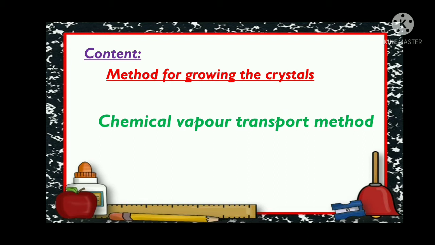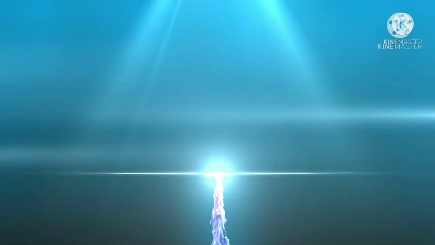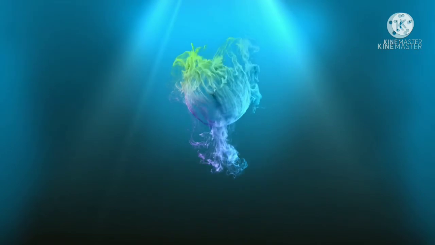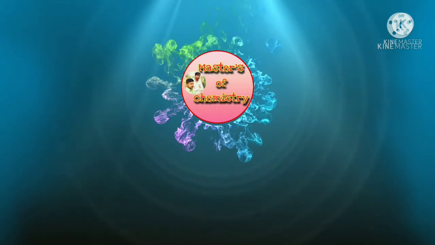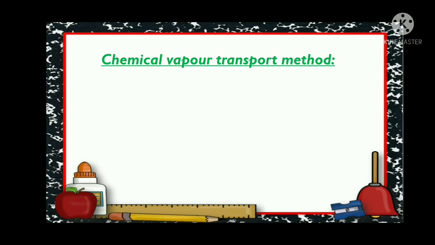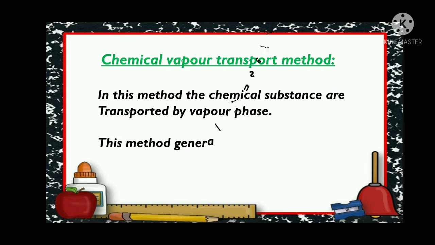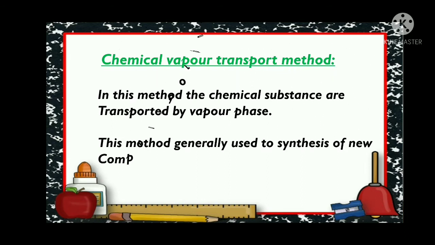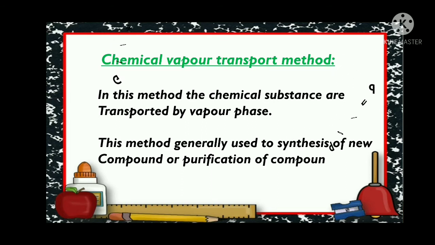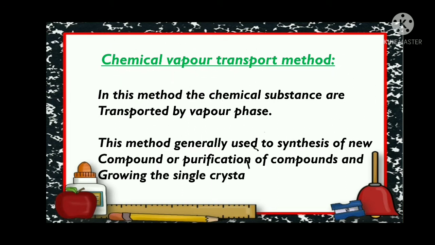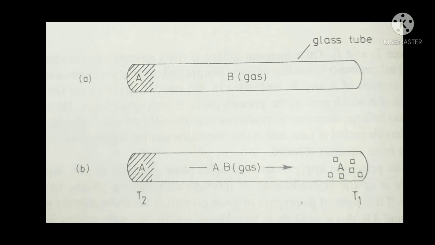So let's start to study in detail the chemical vapor transport method. In this method the chemical substances are transported by the vapor phase. This method is generally used for synthesis of new compounds, purification of compounds, or for growing single crystals. So let's understand how to grow this crystal by using the apparatus of this chemical vapor transport method.